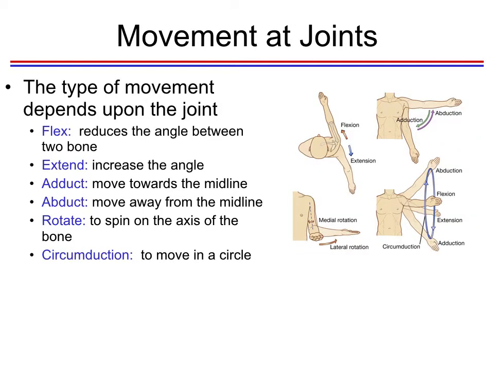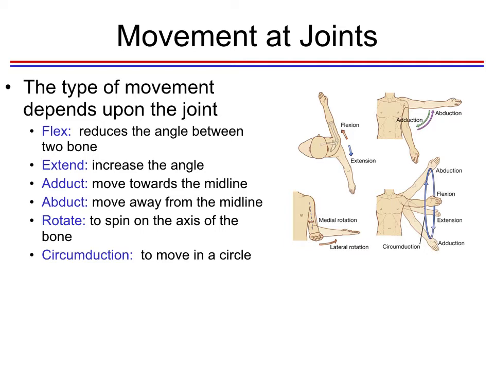Okay, movement at joints has specific terms, and the type of movement depends upon the joint. But in general, we use terms like flex, extend, adduct, and abduct. To flex is to decrease the angle between the bones involved in the joint. So to flex the shoulder, you are decreasing the angle between the upper arm and the chest. To extend that joint, you increase the angle.